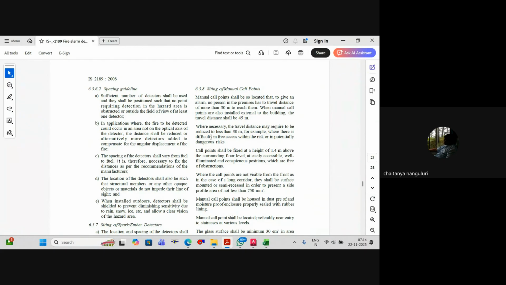And then always remember, you should install it at a height of 1.4 meters, but most of the people take the switcher site as 1.2 meters only and install practically. But as per IS code, it needs to be a height of 1.4 meters from your finished floor level. Understood? Yes. Okay.